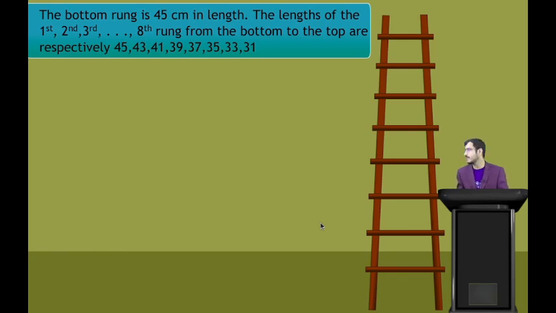Now here you can see a ladder. In this ladder the bottom rung is 45 centimeter in length. The second one, the third one and the fourth one, from the bottom to the top, are respectively 45, 43, 41, 39, 37, 35, 33, 31. You can see the pattern here. The difference between two consecutive terms is the same.